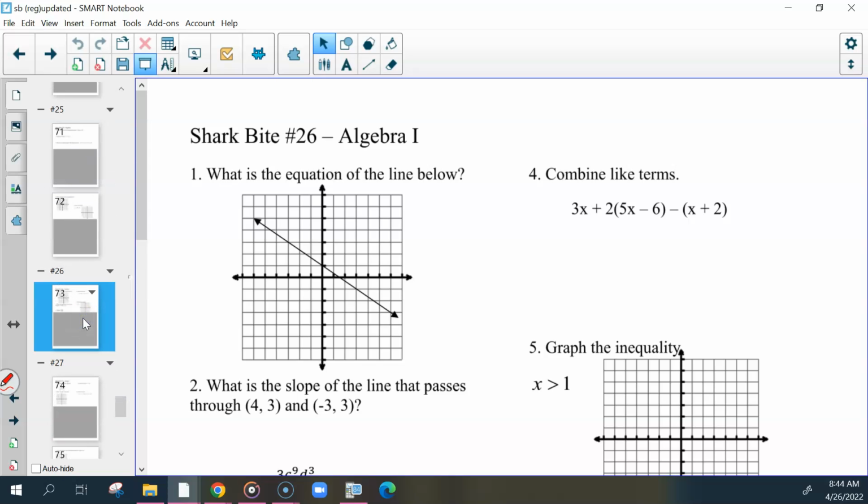Let's go through this. For the equation of this line, what did someone get? Y equals 2/3 x. Positive 2/3 x? Yeah. Plus 1. You agree or disagree?